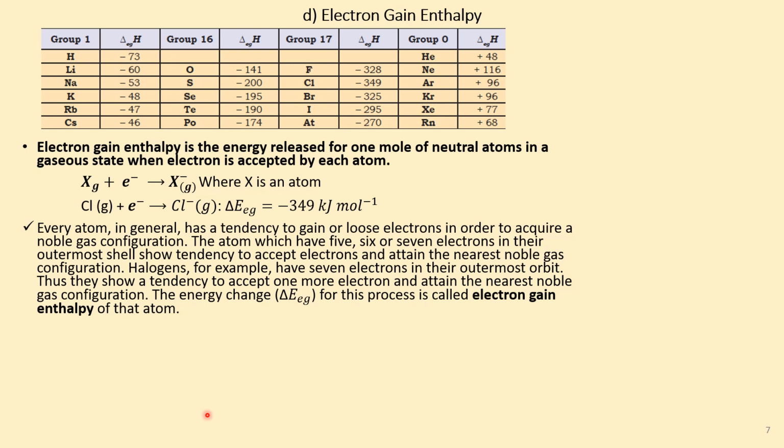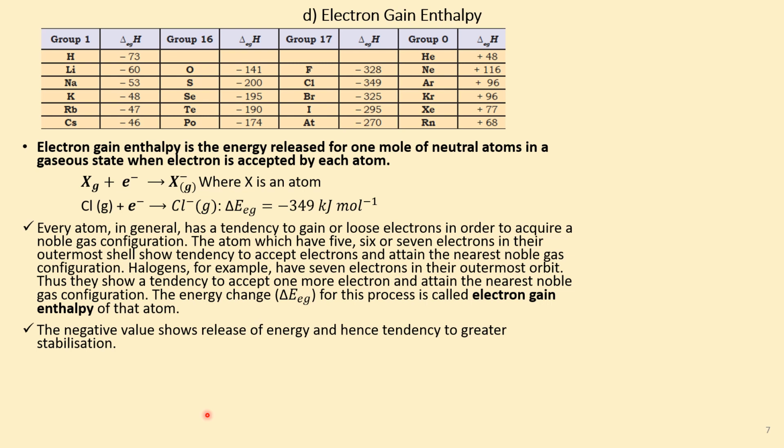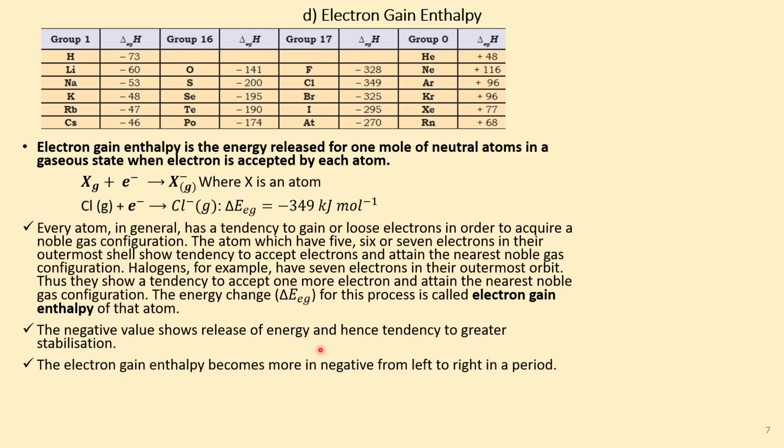The energy change, represented by the symbol delta E of Eg, for this process is called electron gain enthalpy. The negative value in the table shows the release of energy, and hence a tendency to greater stabilization. When energy is released, there is a tendency to greater stabilization.